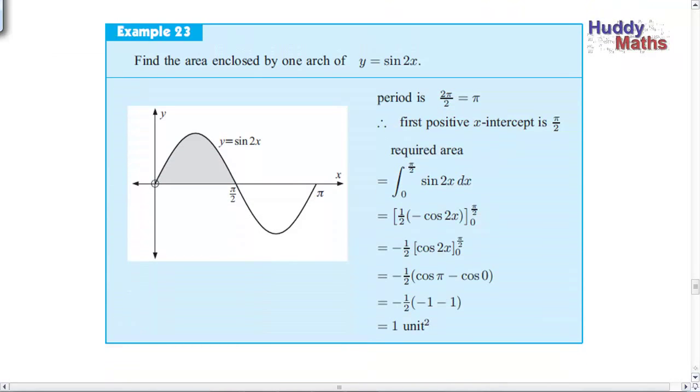Find the area enclosed by one arch of y equals sine 2x. So here, to find one arch, you need to know where that stops, and that's at pi on 2, because sine of 2 times pi on 2 is sine of pi is 0. So we've got to determine that. So the first positive x-intercept is pi on 2. So we go from 0 to pi on 2 of sine 2x.